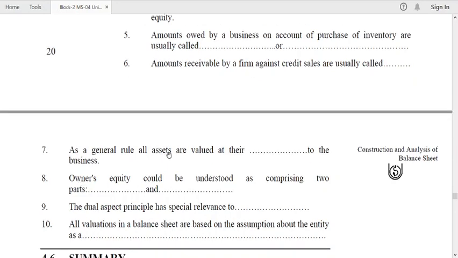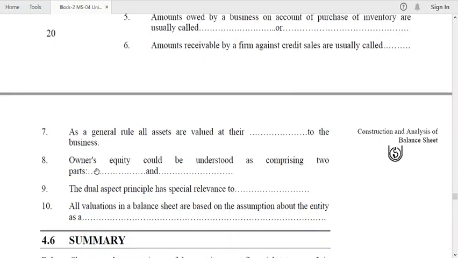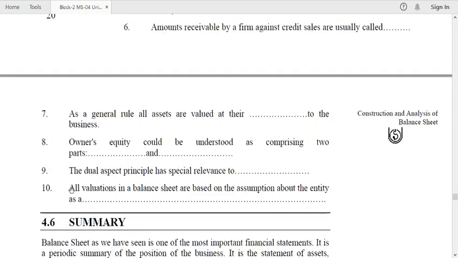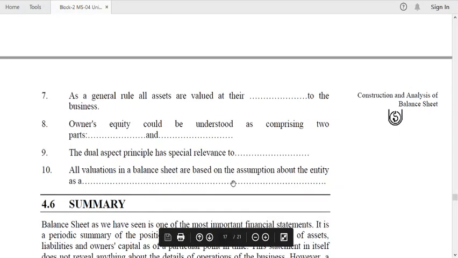As a general rule, all assets are valued at their cost. Owner's equity could be understood as comprising two parts. The first one is originally contributed capital. The second one is the retained earnings or reserves and surpluses. The dual aspect principle has a special relevance to the balance sheet. Dual aspect means when assets increase, liabilities or owner's equity can increase.